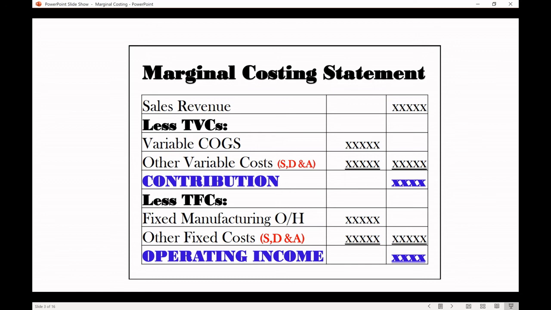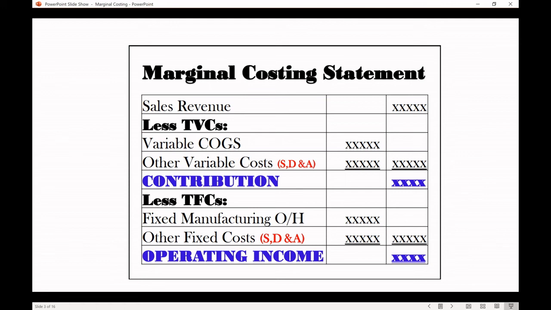You would still have your sales revenue. After sales revenue in a regular income statement, you would subtract cost of goods sold. It's the same here. However, it's just variable cost of goods sold, because how do we find contribution? It's our sales revenue minus our total variable cost, or total variable cost of goods sold and any other variable cost that we might have. The sum of those gives us contribution.